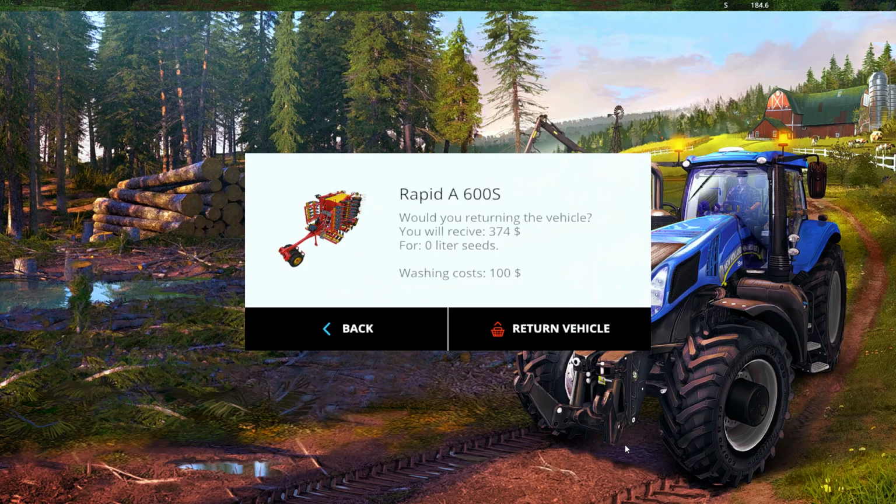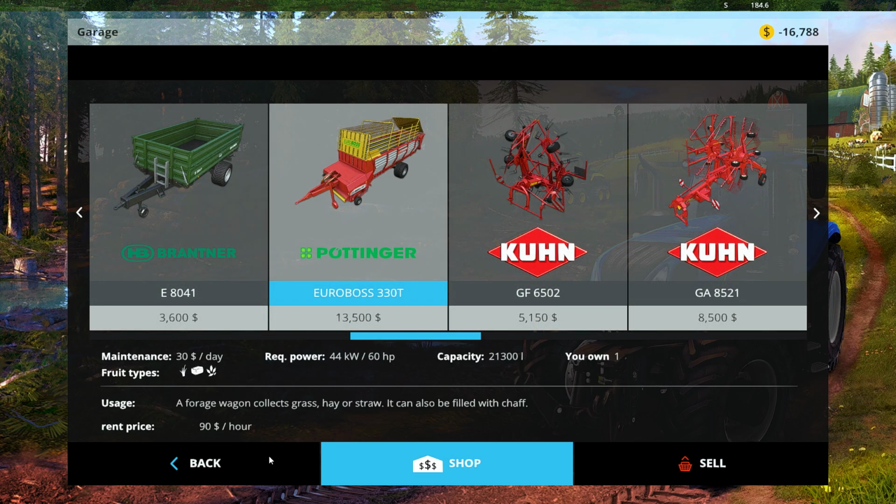Okay, here we go. Return vehicle. Yeah, it's going to charge me a little bit. Oh, well, look at this. You know what? I haven't noticed that before. I guess when you turn something back, well, that's kind of generous. They're going to pay you for the seed. Or maybe it's a partial payment. I don't even remember how much I had in it, but they're giving me 374 back. Well, hey now, that's right generous. Okay, so we'll return it.